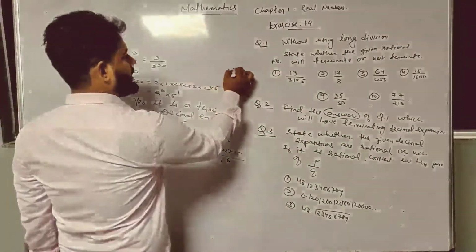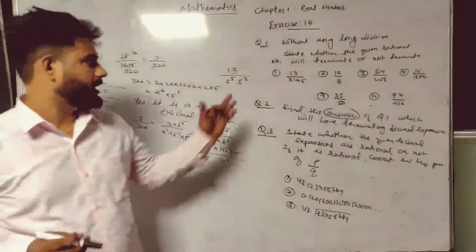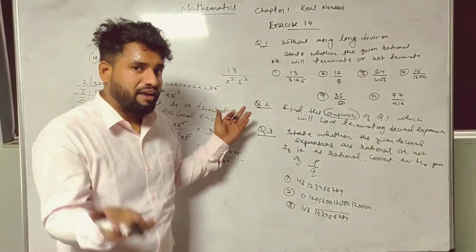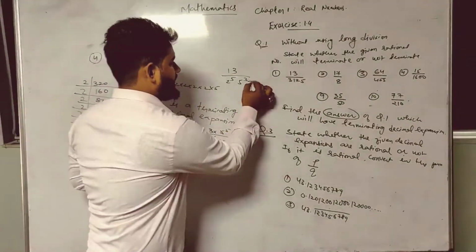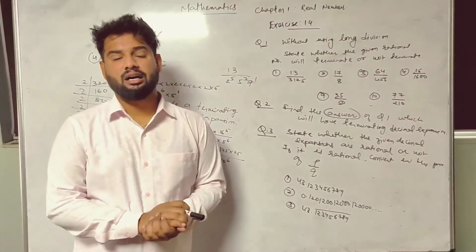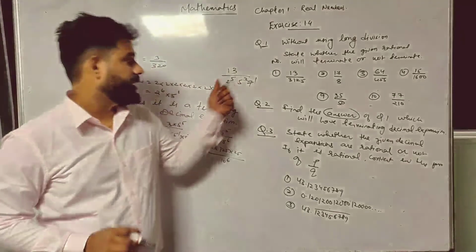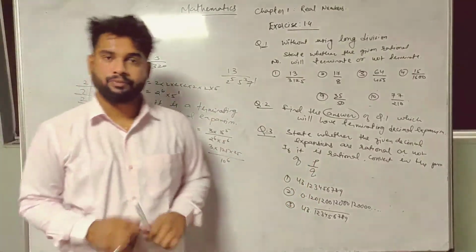Suppose the power is already given, 13 upon 2 raised to 5 and 5 raised to 3. So directly you don't have to go for the prime factorization because it is already in prime factorized form. If any other prime number is there, you simply have to write no, it is not a terminating decimal expansion. It will be a non-terminating decimal expansion. I hope it is clear, right?